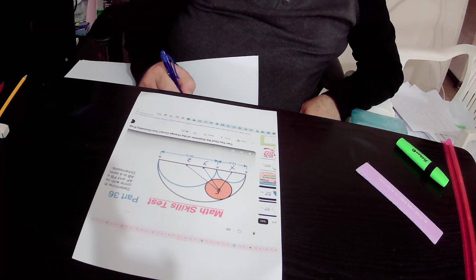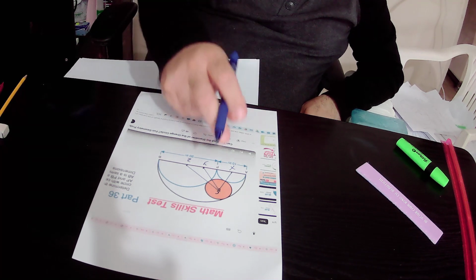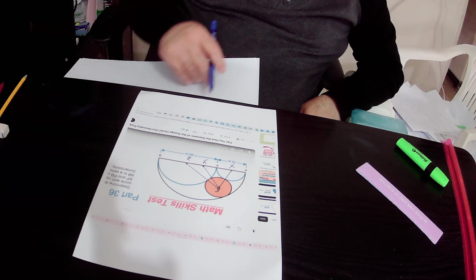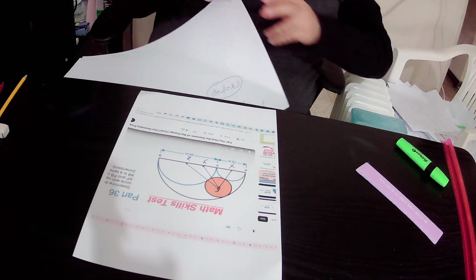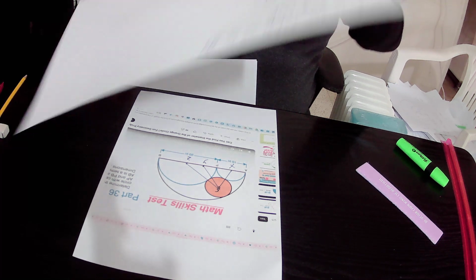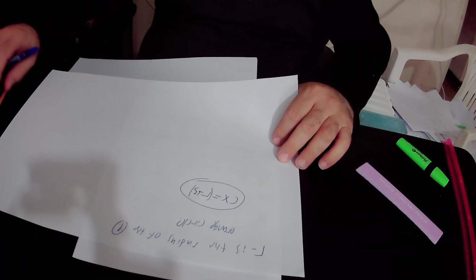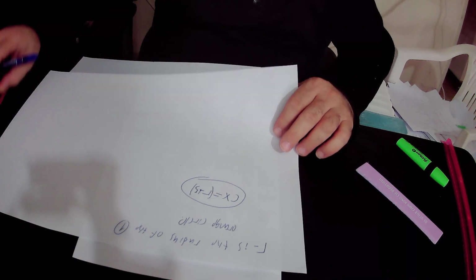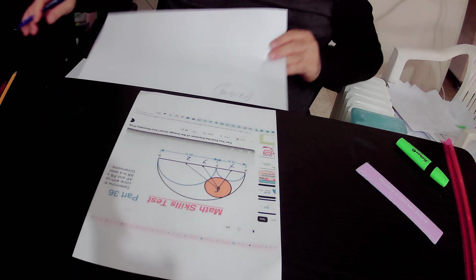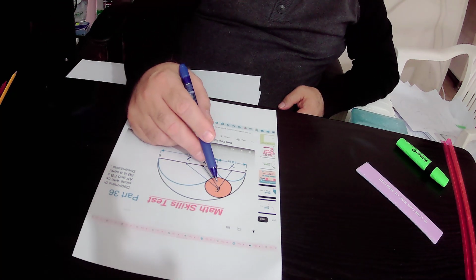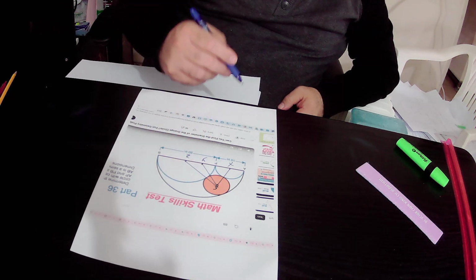In conclusion, we found out that CX, that is to say the distance between their centers, is equal to R plus 5. Okay, line segment CX equals R plus 5. Likewise, we will find out the length of line segment CY.